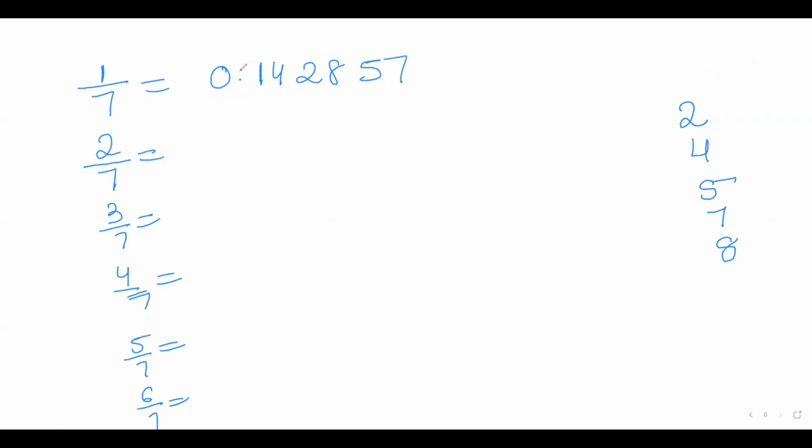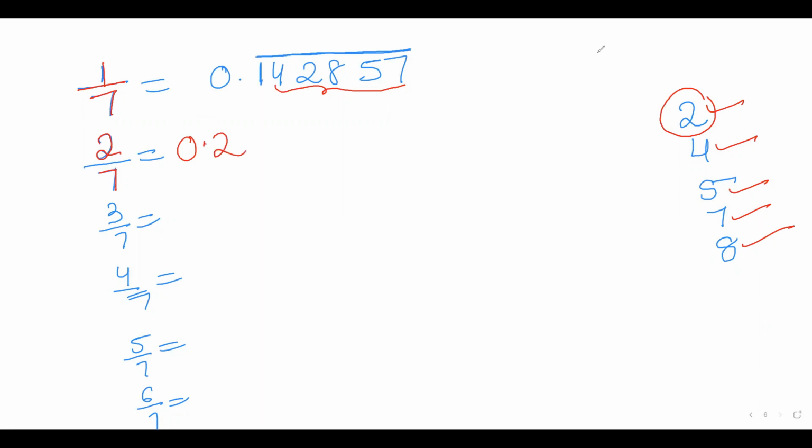So 1/7 value is 0.142857. I need to put the bar here. I'm forgetting the bar. So what I want you to do is arrange these numbers excluding 1 in ascending order. We get 2, 4, 5, 7, 8. Small to big. So after 1/7, you will get 2/7. Take the smallest number and write the rest of the numbers starting from 2.